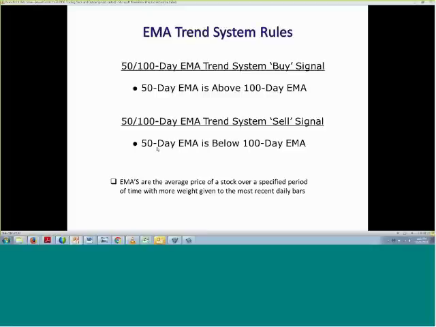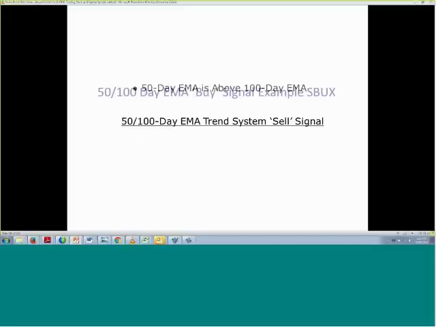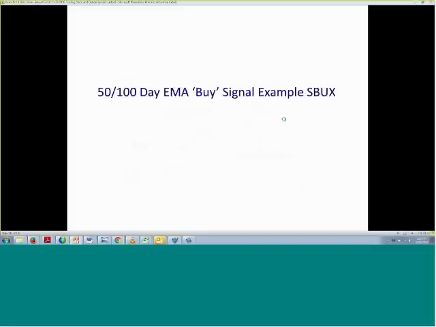If the 50-day EMA is below the 100-day EMA, then that stock is on a sell signal, and we want to buy put options. And let's look at an example.